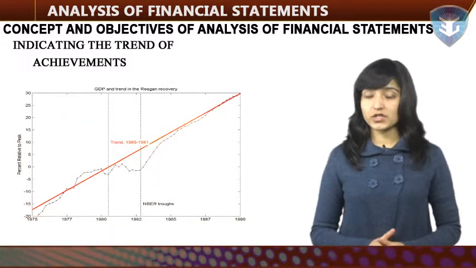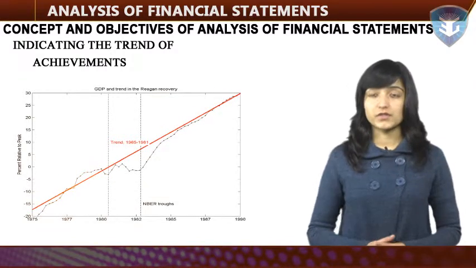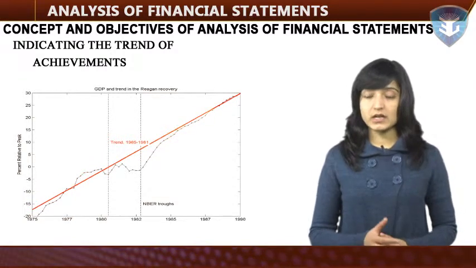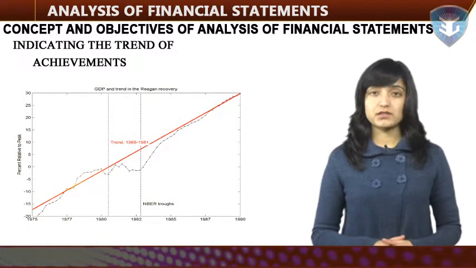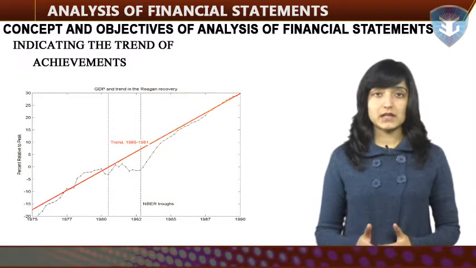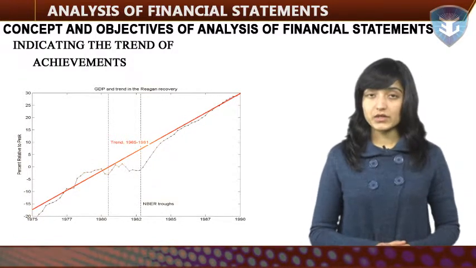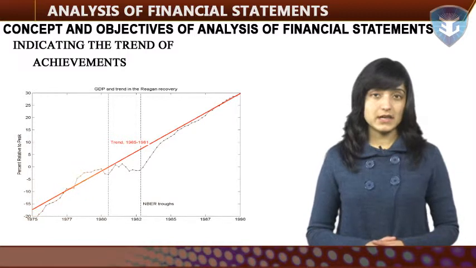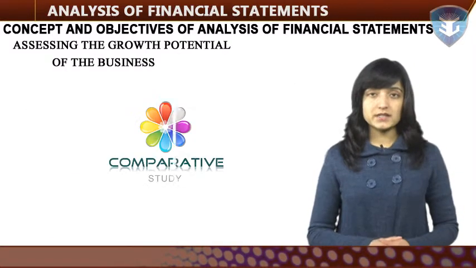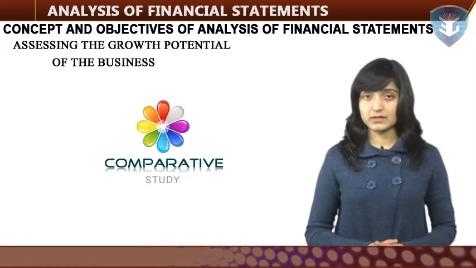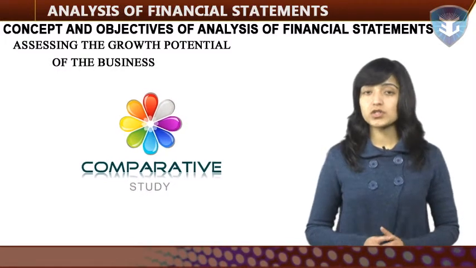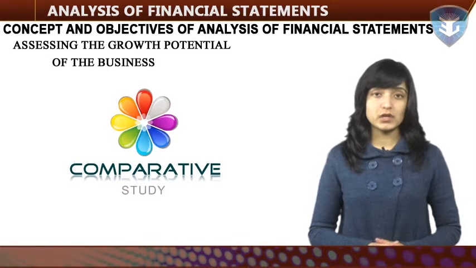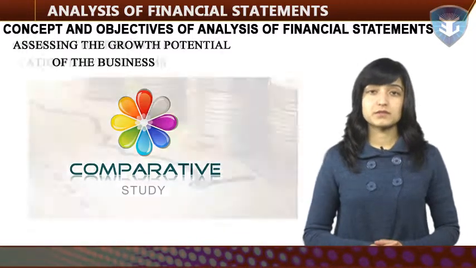Indicating the trend of achievements: financial statements can be compared, and the trend regarding various expenses, purchases, sales, gross profits and net profit, etc. can be ascertained. The value of assets and liabilities can be compared and the future prospects of the business can be envisaged. Assessing the growth potential of the business: the trend and other analysis of the business provide sufficient information indicating the growth potential of the business.